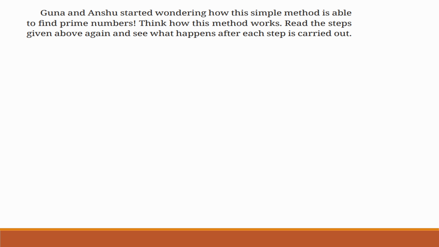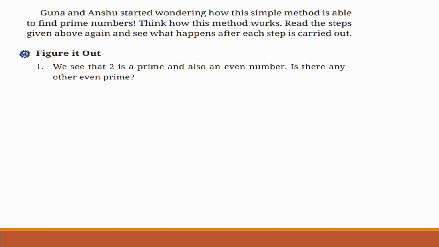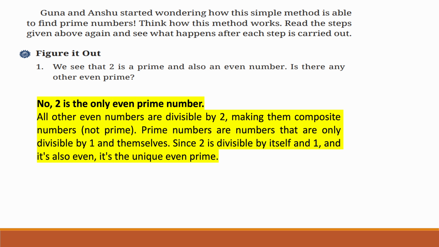Guna and Anshu started wondering how this simple method is able to find prime numbers. Think how this method works. Read the steps given above again and see what happens after each step is carried out. We see that 2 is a prime and also an even number. Is there any other even prime? No, 2 is the only even prime number.